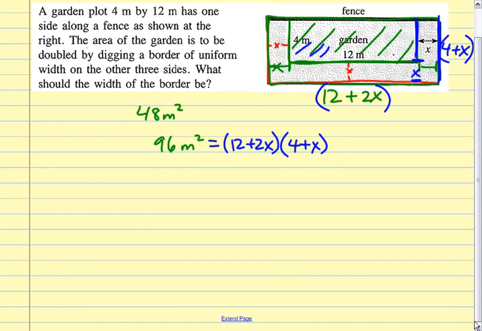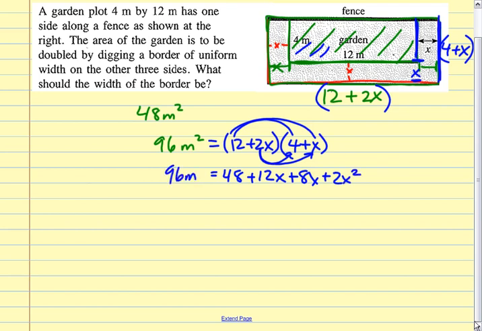So the first thing I need to do is go ahead and distribute. 12 times 4 is 48. 12 times x is 12x. 2x times 4 is 8x. And then 2x times x is 2x squared. Equals 96 meters. Or I don't need the meters in there now. I know it's meters squared. I'm looking for x, and x is not an area, it's a length. So I know it's just going to be meters.